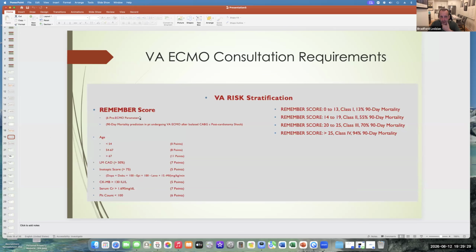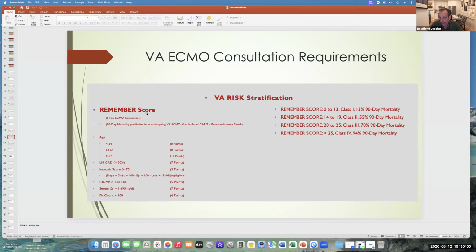The Remember score is a specific score that is used in conjunction with the SAVE score, and it predicts 90-day mortality in patients undergoing VA ECMO after an isolated CABG if they have post-cardiotomy shock, right? We talked about post-cardiotomy low cardiac output syndrome when we were talking about our plan. And in the scenario in the beginning, we said, oh, they're meeting their cardiac output requirements and their SpO2 requirements, their lactate is okay, and their blood pressure is okay, so we can start weaning down this medicine or this mechanical support.